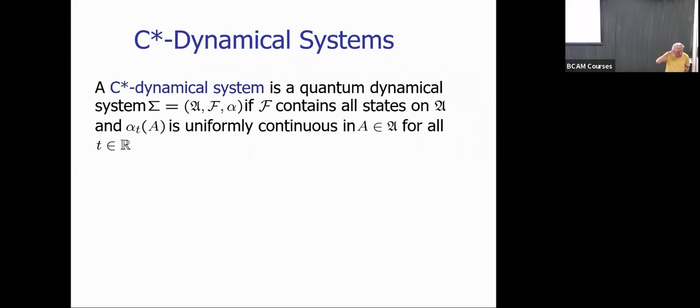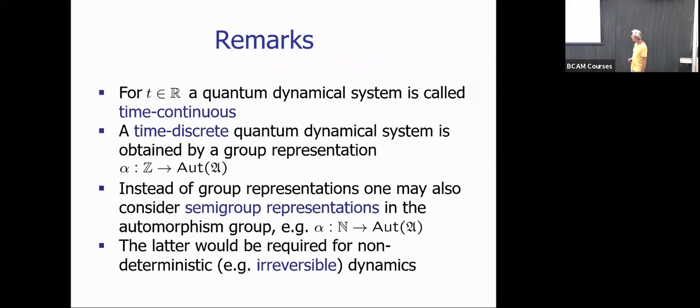Which one? F is a subset of A star, yes, precisely. The folium is a subset of the dual space of the algebra. Precisely. Well, let me make some further remarks on this point.